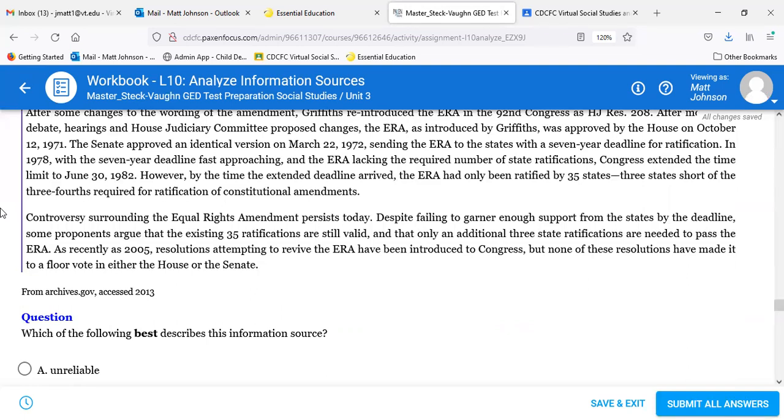And that is from archives.gov, accessed 2013. Of course, that's the official site of the National Archives and Records Administration.